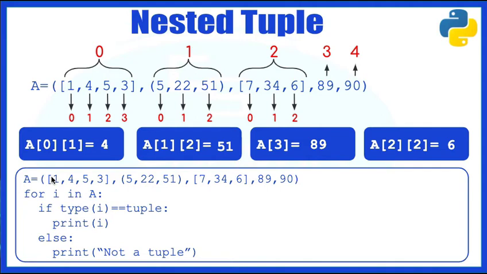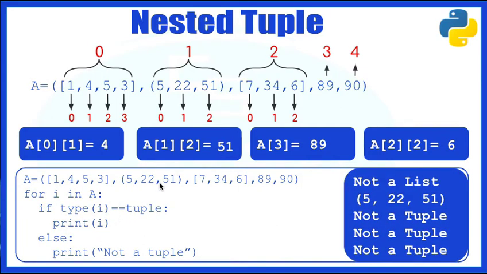If you extract the first element, when you say for I in A, the first element 1, 4, 5, 3 is taken in I. You are making a change, just checking whether it is a tuple. No, it is not a tuple, so you will see the answer not a tuple. In the second case, yes, it is a tuple. So this condition will become true and you will print 5, 22, 51. And this is what the answer will be.